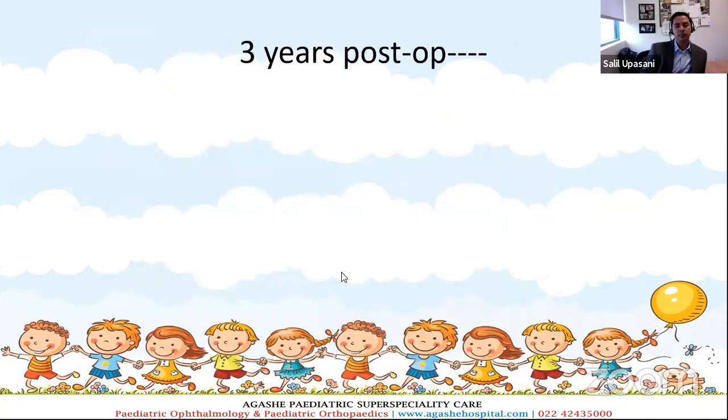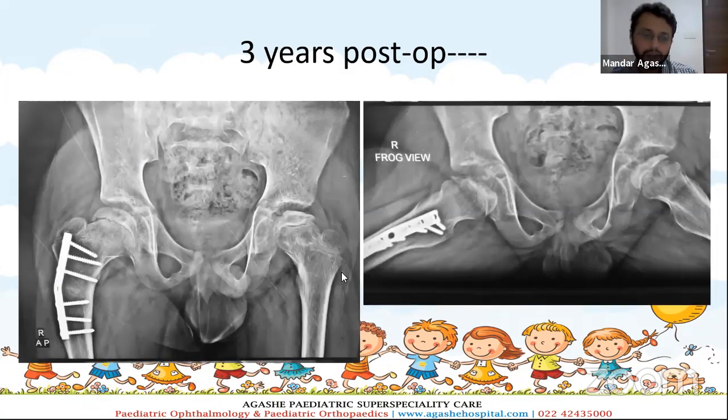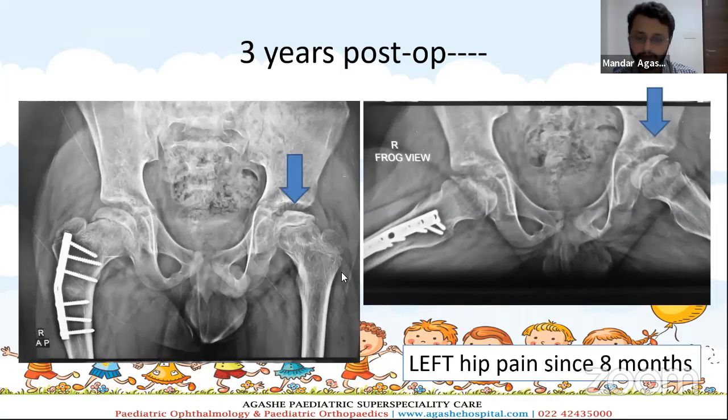So at 3 years post-op, they came. I was quite surprised that they came because I had asked for a yearly follow-up. He's doing fine on the right side, but the left hip then started complaining of pain. So he's now about 12.5 years old with this hip. He's now an adolescent, a big chap with bilateral Perthes.